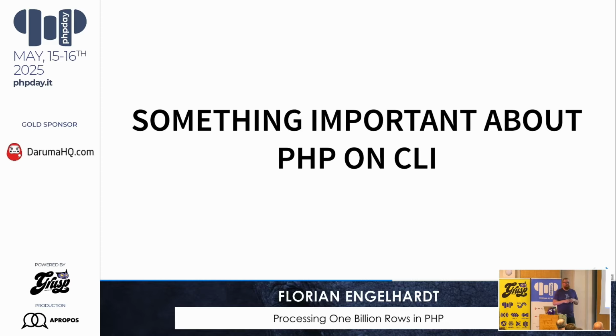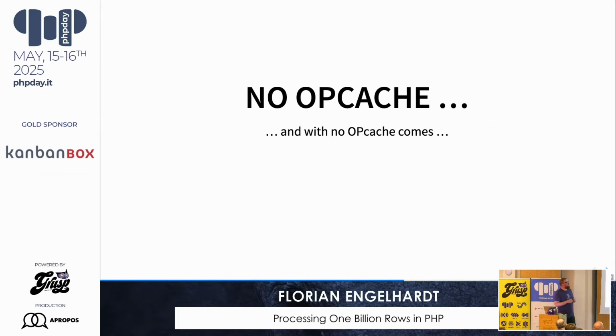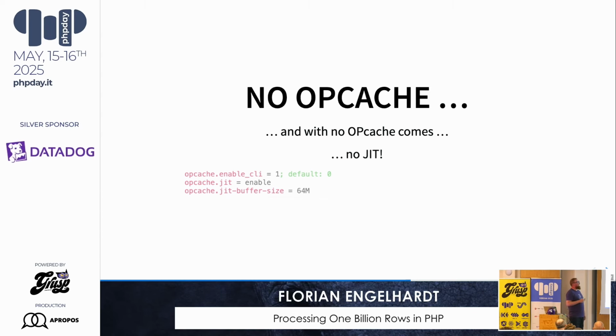Does anyone have an idea what's so typical about PHP on CLI? Yes, no opcache. By default, opcache is disabled on CLI, and with no opcache, I have no JIT. I heard people were trashing the JIT today, but this is a CPU-bound problem, so it could help. I was thinking it could help.